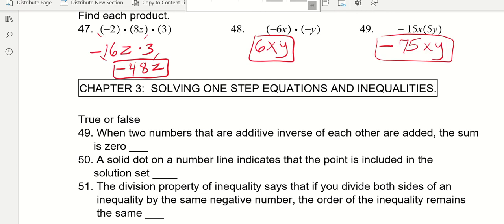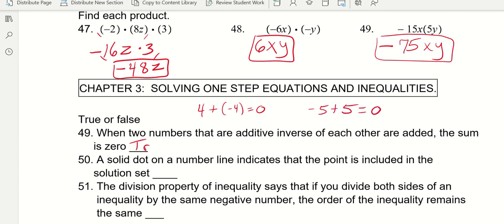All right, moving on to chapter 3, solving one-step equations and inequalities. Number 49, true or false, when two numbers that are additive inverses of each other are added, the sum is 0. So think about additive inverses. 4 plus negative 4 equals 0. Right? Negative 5 plus 5 equals 0. That is true. Additive inverses are the same numbers, just different signs, and by definition their sum is 0.